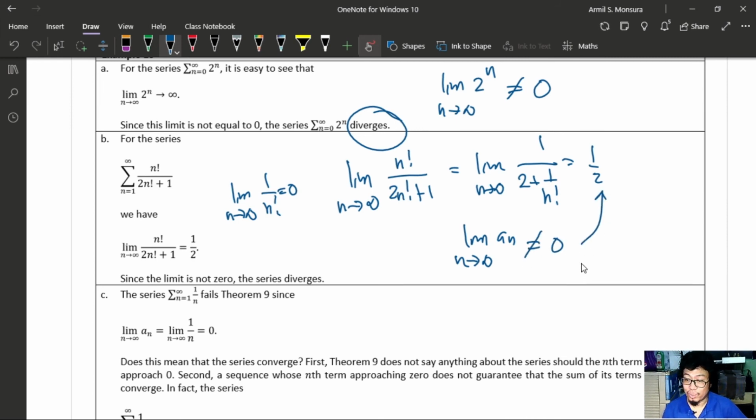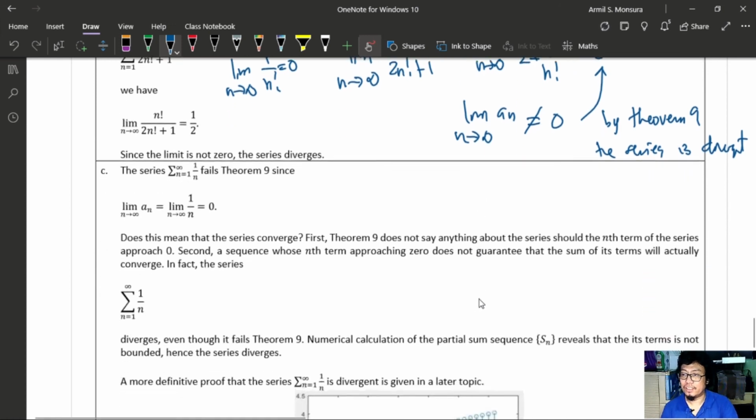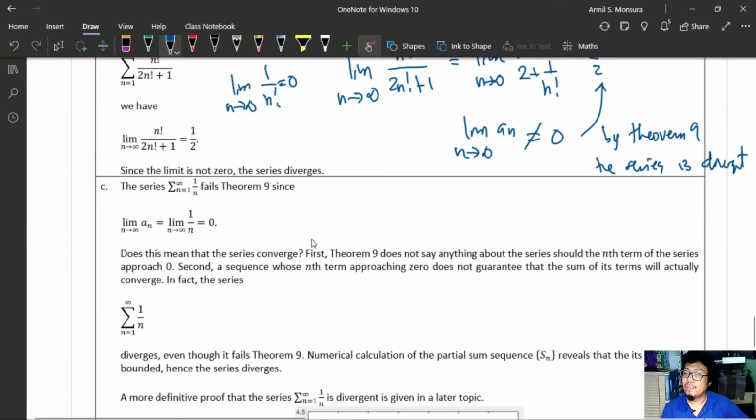Here, it's 1/2. So by theorem 9, this series is divergent. Now let's proceed to letter C.